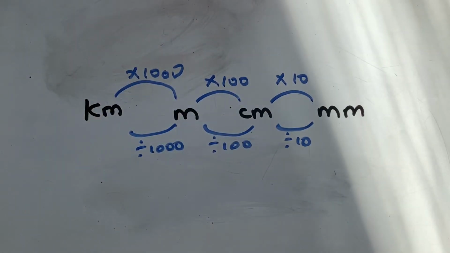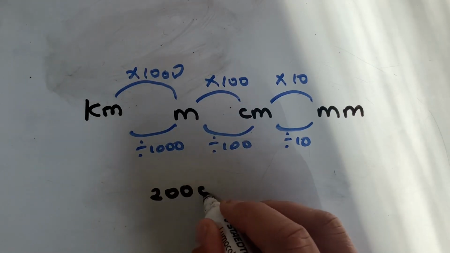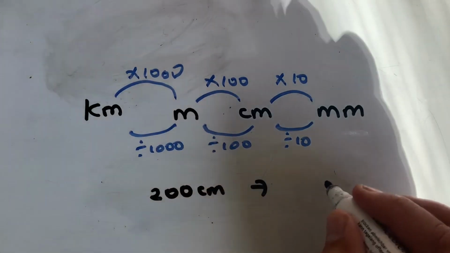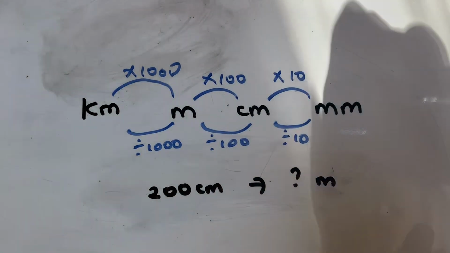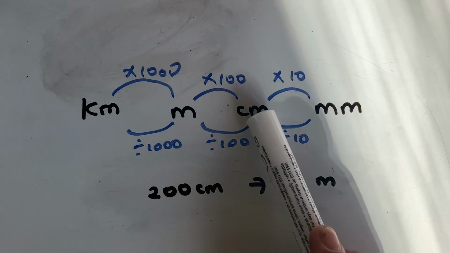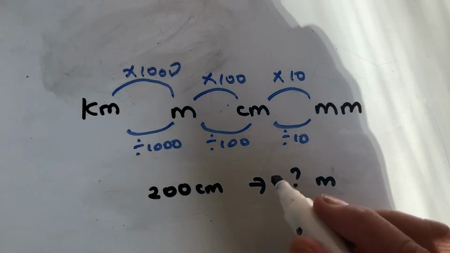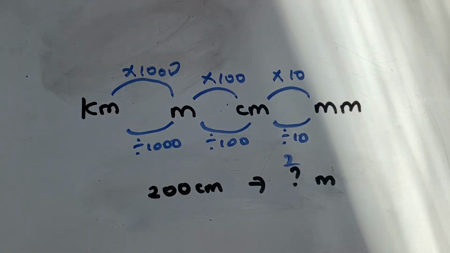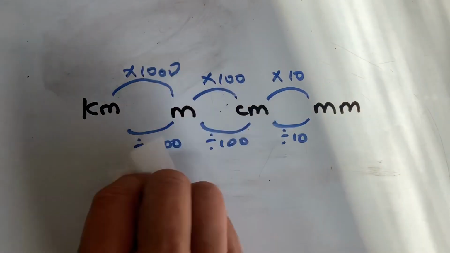Just do the reverse. So for example, if I have 200 centimeters, I want to convert to meters. What I do is, I'm at centimeter now. I just put in the calculator 200, I divide by 100, and the answer is going to be 2 meters. Good.